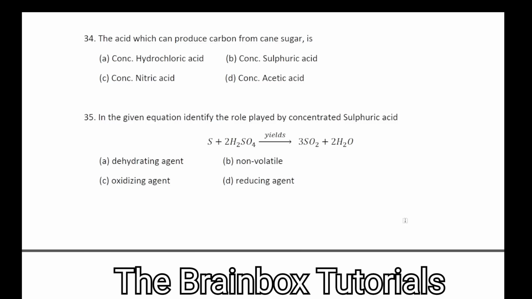Now number 34. The acid which can produce carbon from cane sugar is A concentrated hydrochloric acid, B concentrated sulfuric acid, C concentrated nitric acid, and D concentrated acetic acid. And the correct option is B concentrated sulfuric acid.